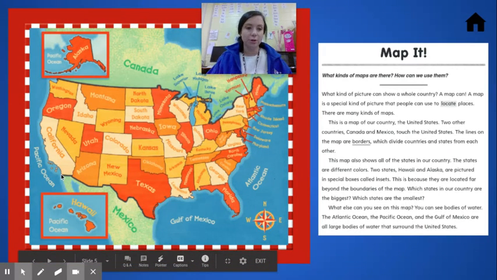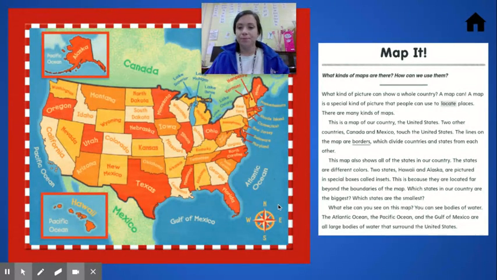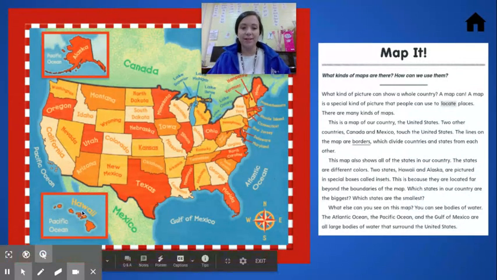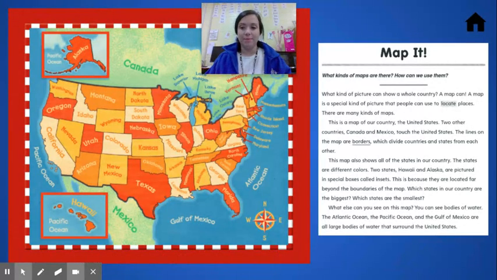So here's a border and here's a border. There's also borders around each state. This map also shows all of the states in our country. The states are different colors. Two states, Hawaii down here and Alaska, are pictured in a special box called insets. This is because they are located far beyond the boundaries of the map.